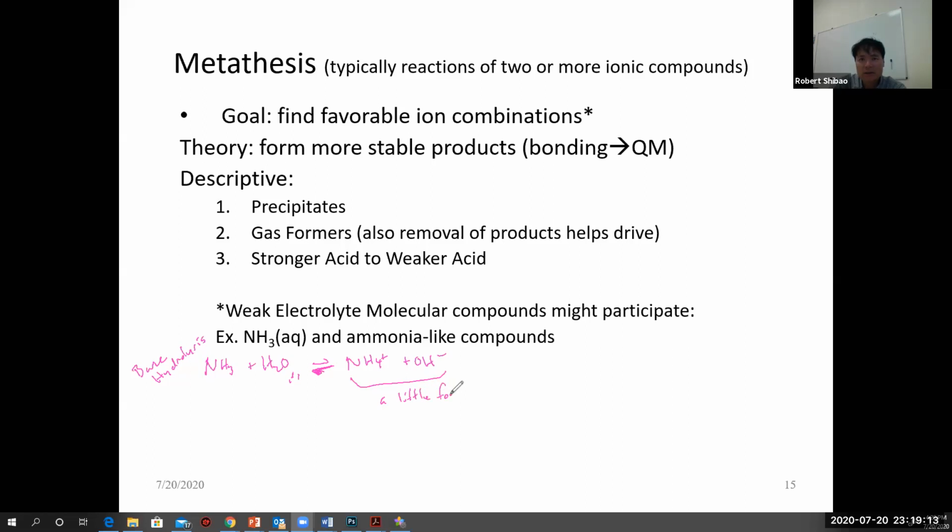Well, how much is a little? A little is less than 0.01%. So you take 100% of this, and then only 0.01% of it reacts, which is minimal. But a little forms, which might be enough for a metathesis reaction.